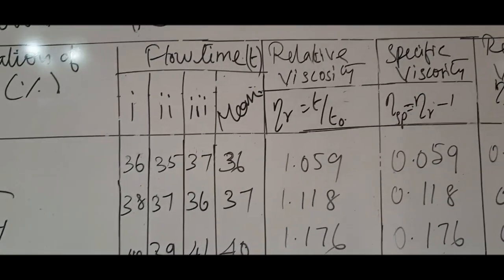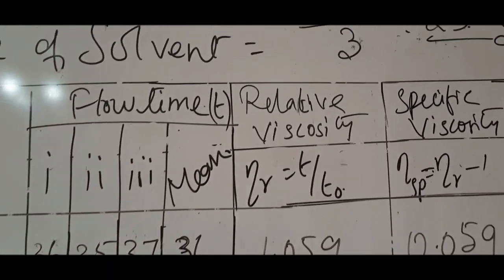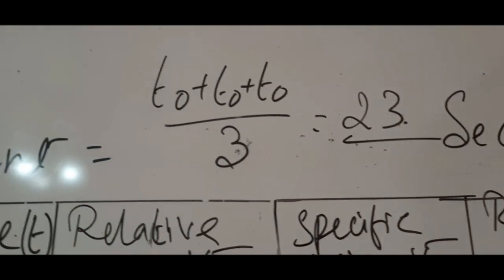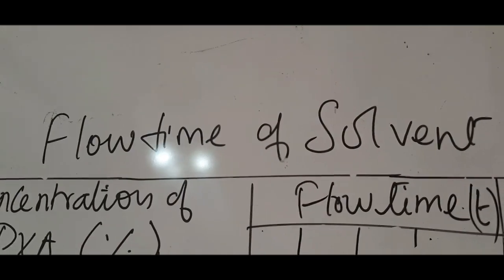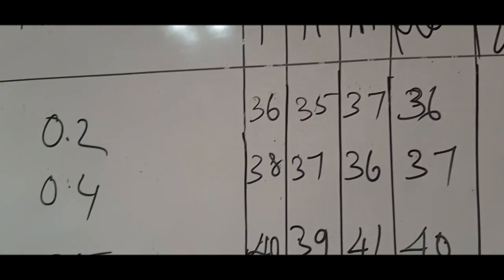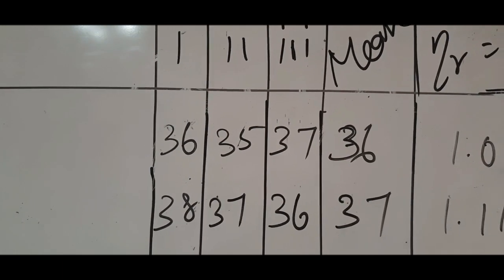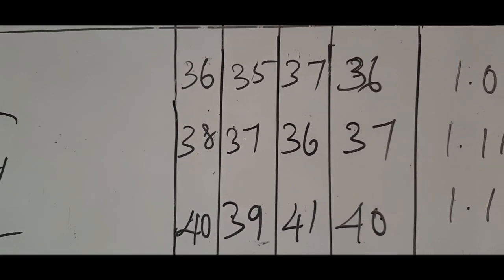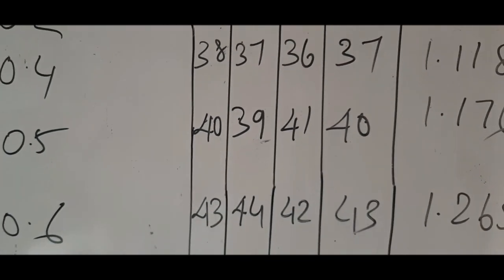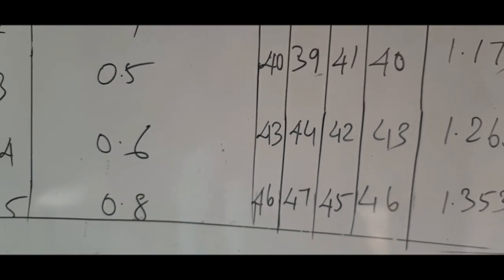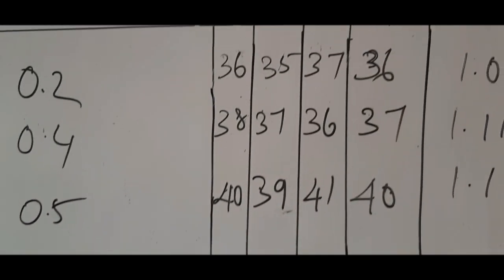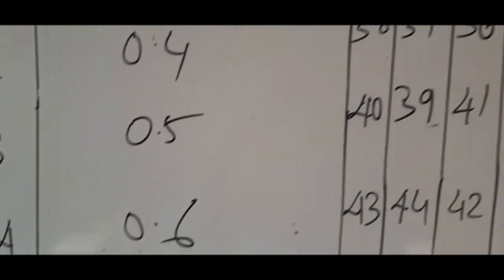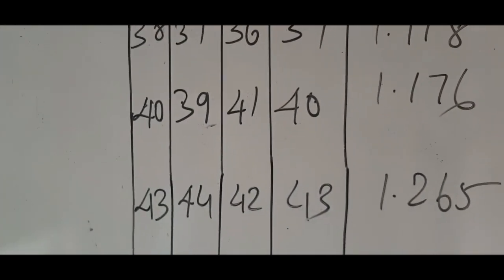I have tabulated the values here that I got while doing the experiment. 23 seconds is the flow time for the solvent, and for 0.2 concentration 36 seconds, for 0.4 it is 37, for 0.5 it is 40, 0.6 is 43, and 0.8 is 46 seconds. So you can observe that with the increase in concentration, the flow time also increases.